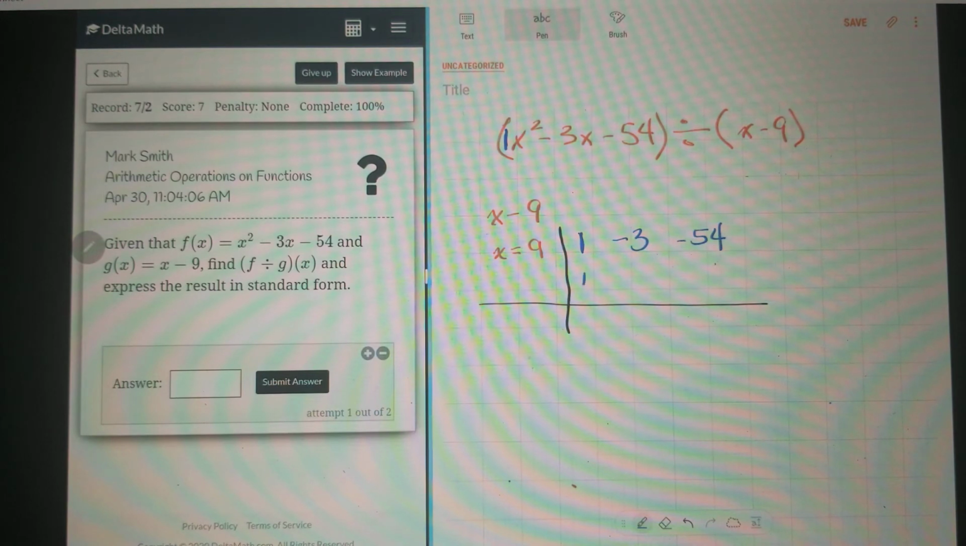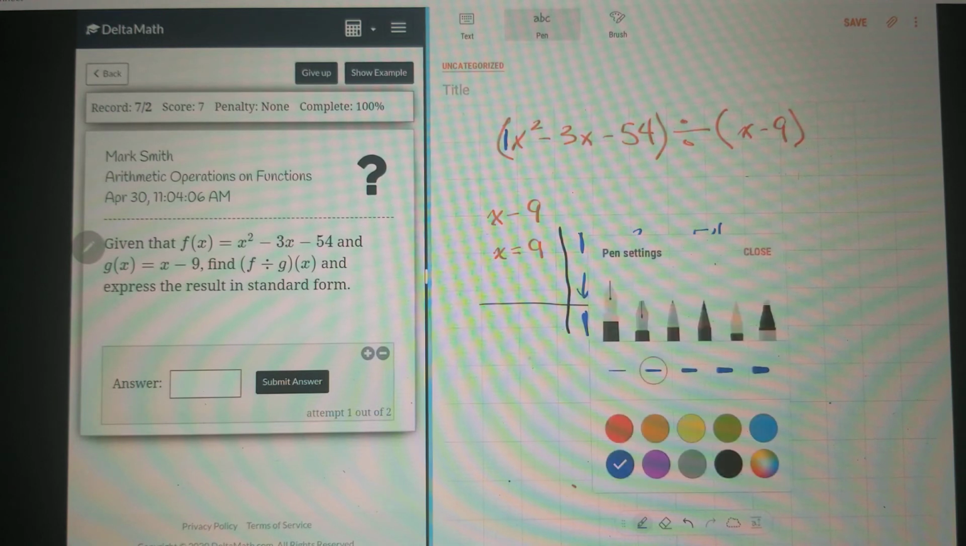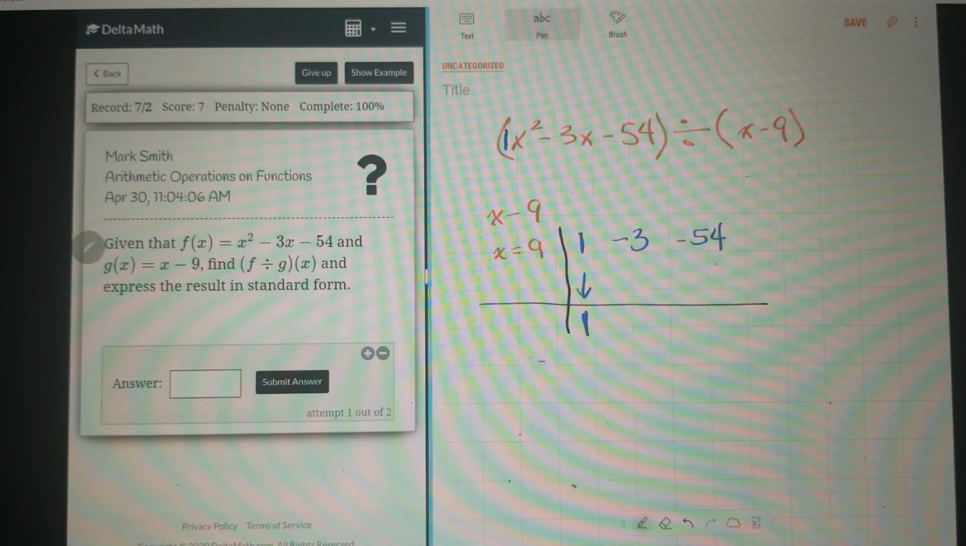So our first step is bringing this guy down, and the next thing we do is we take this 9 right here, and we multiply it times our number. So we have 9 times 1, and then we are going to write that right here. That's a 9, and now we're going to add these together. So we have a negative 3 and a positive 9. That's going to give us a positive 6.